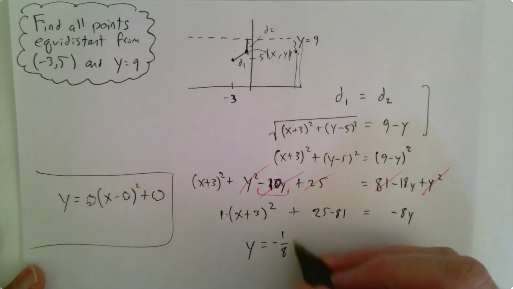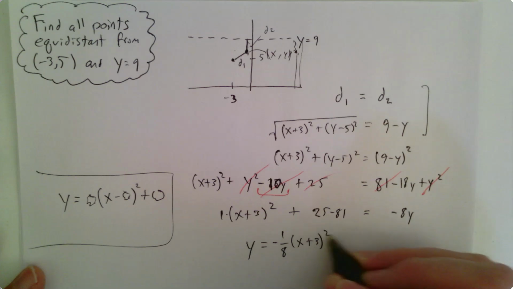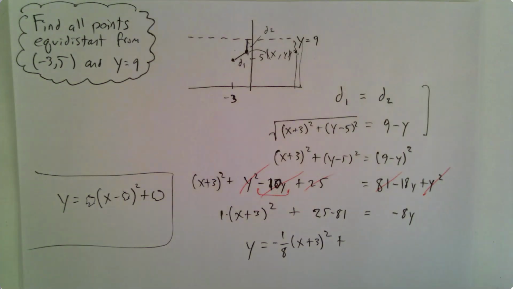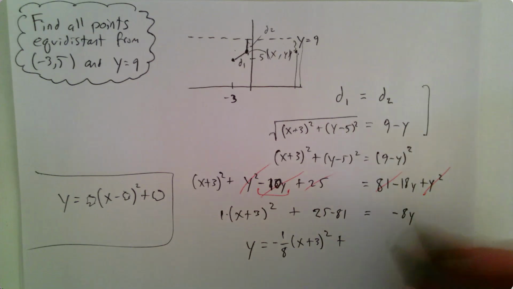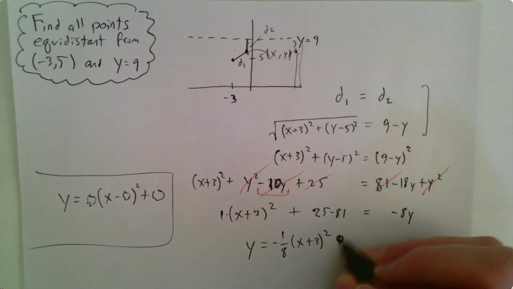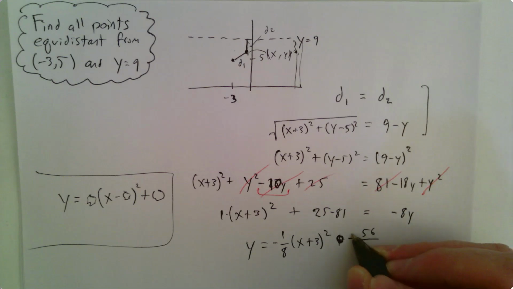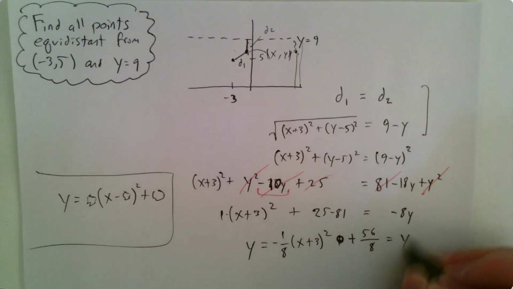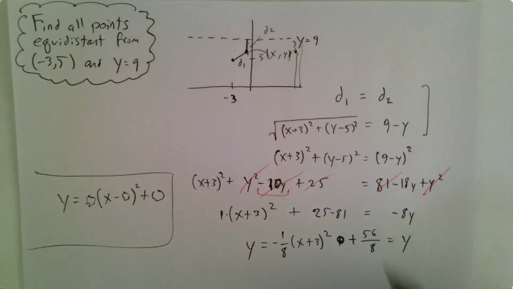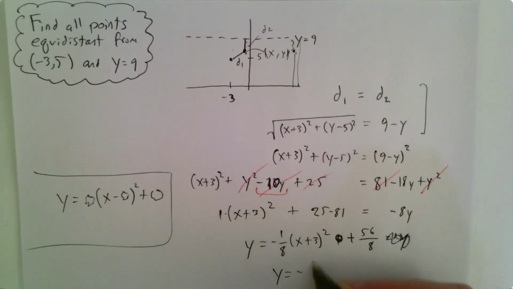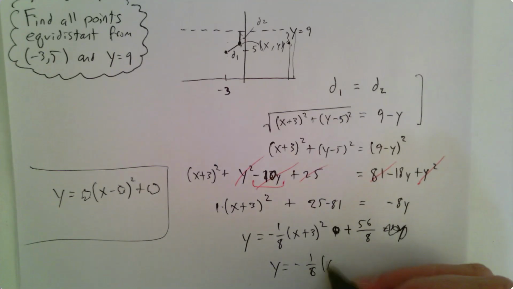So here I've got -1/8 times x plus 3 squared. And then, okay, let's think about this one. That should be negative 56, but then I'm going to divide it by negative 8. And of course, 56 divided by 8 is just 7. And I moved the y to the other side. Okay, so putting it all together, y equals negative 1/8 times x plus 3 squared plus 7.